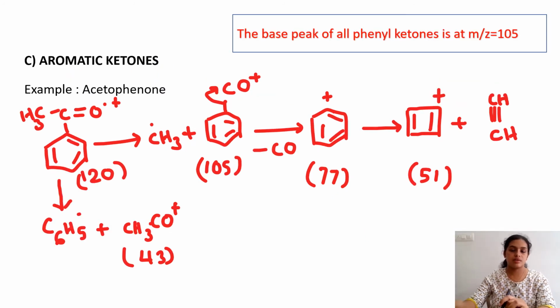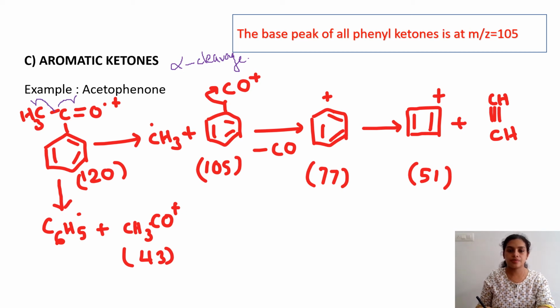The last one in this discussion is that of aromatic ketones. I have taken the example of the most common one, which is acetophenone. Here I have discussed only the alpha cleavage, because that is the only prominent one. In alpha cleavage, CH3 dot is expelled, and the resultant is benzene ring CO plus, which is at m/z value 105.